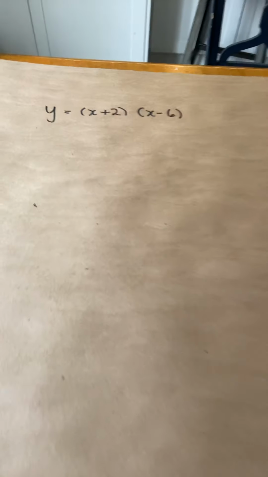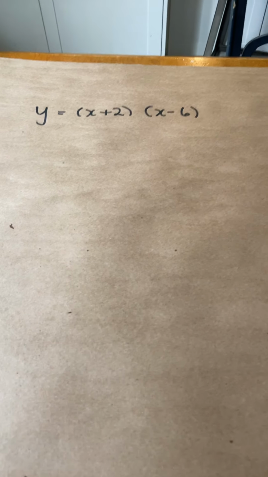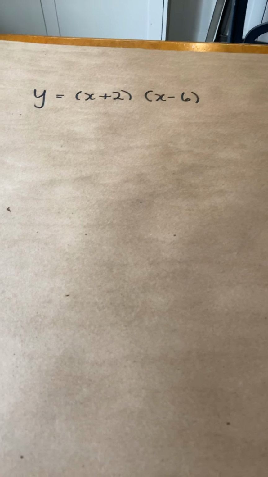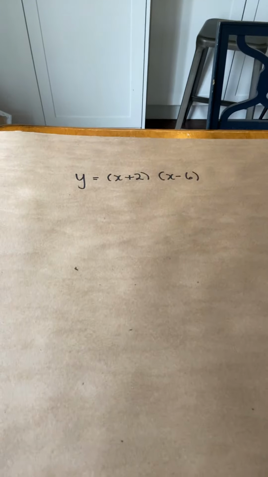So what I would like you to do is pause this video, go to Desmos, and enter that equation into Desmos to see what it looks like. And while you're doing that, I'm going to do the same thing. So I've gone to Desmos and I've entered the equation y is equal to (x + 2)(x - 6). And I see that it's a quadratic, it's shaped like a U.